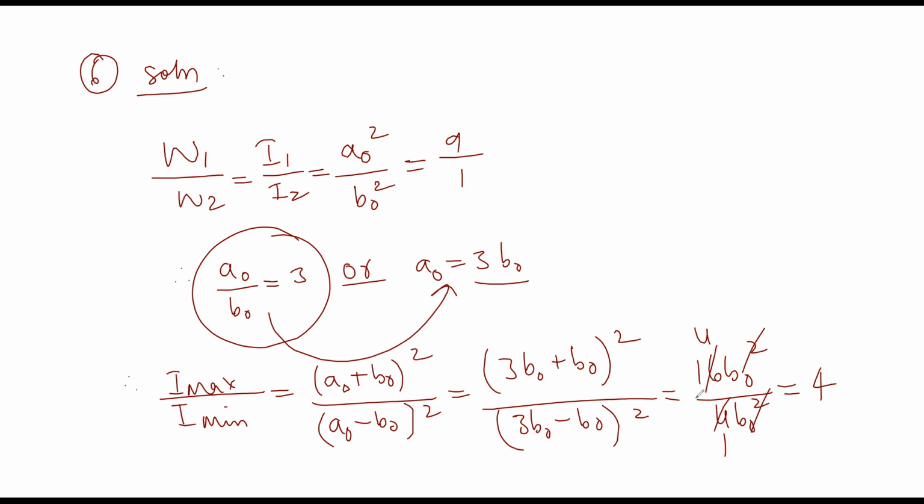So therefore, the ratio of maximum intensity to minimum intensity comes to 4:1. Where there is nothing, we take it as 1. Understood? Okay. So next, we shall see the 7th one.